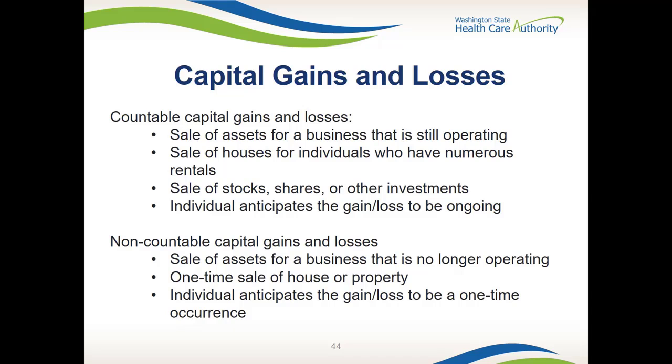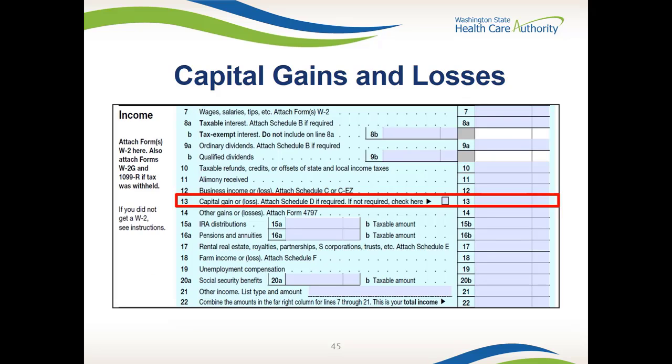Some examples of countable capital gains and losses are sale of assets for a business that is still operating, sale of houses for individuals who have numerous rentals, sale of stocks, shares, or other investments. Some examples of non-countable capital gains and losses are sale of assets for a business that is no longer operating, one-time sale of house or property. Capital gains and losses can be found on line 13 of the IRS Form 1040.